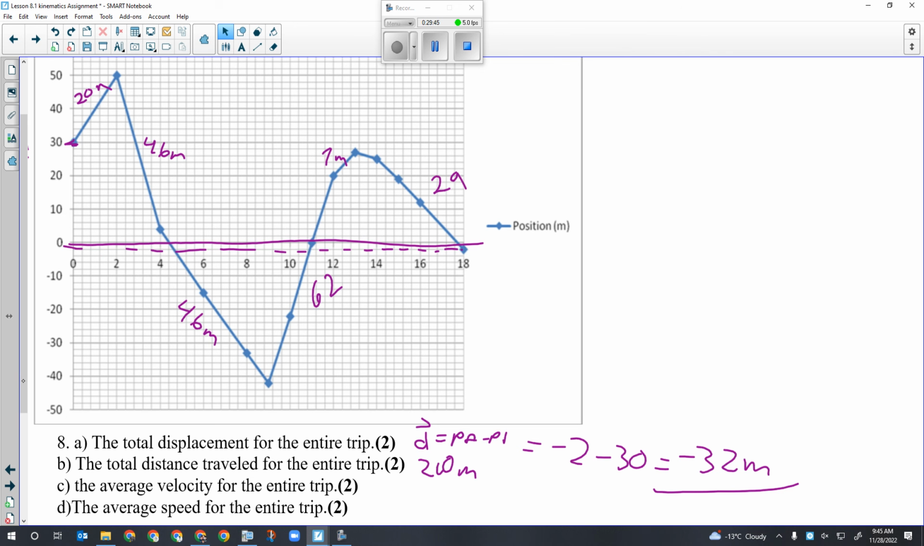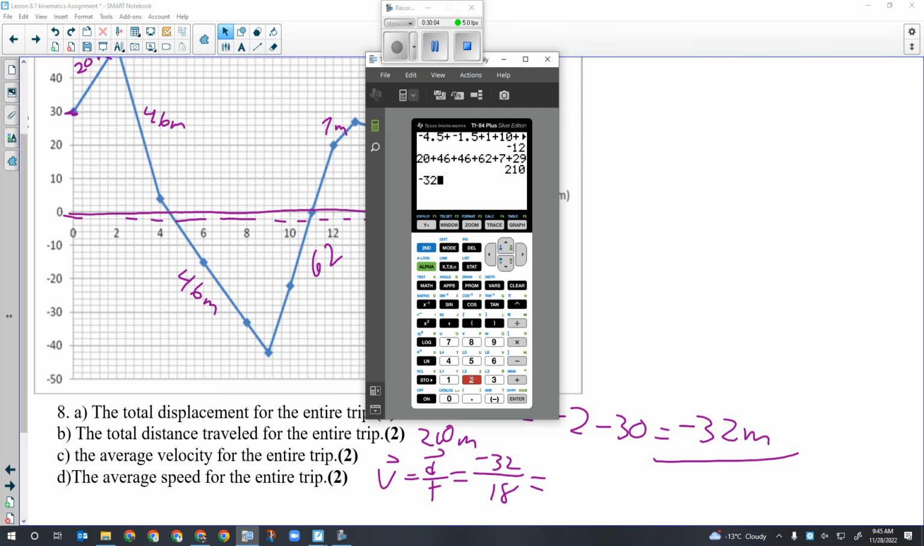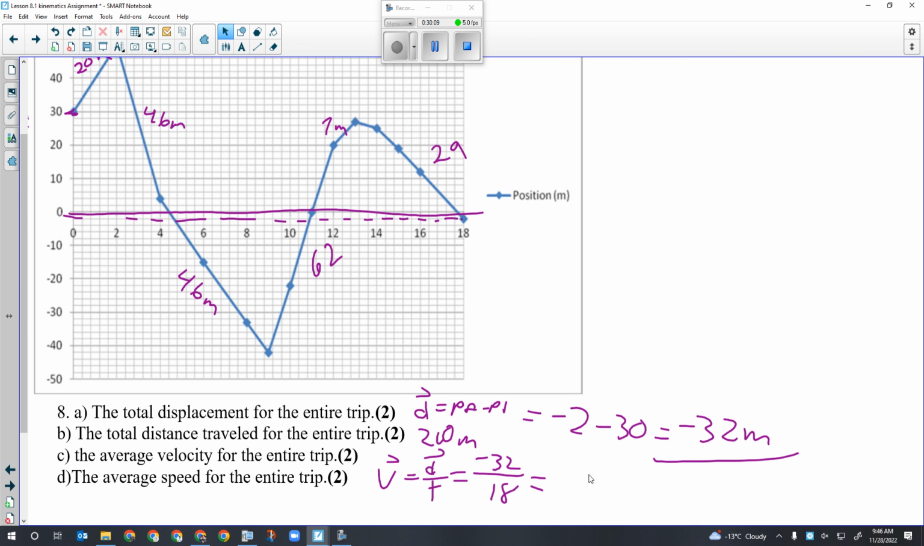And then average velocity and average speed. Have I done most of the work for those now? Okay, so to get average velocity for the entire trip, average velocity is total displacement, which I already know, divided by total time, which I read off the graph. So negative 32 divided by 18 gives me negative 1.78 meters per second. Okay, that is my average velocity over the whole trip.